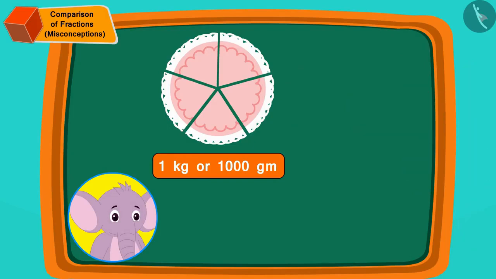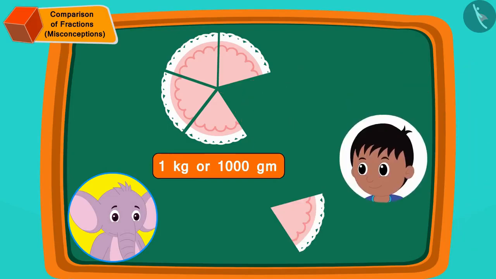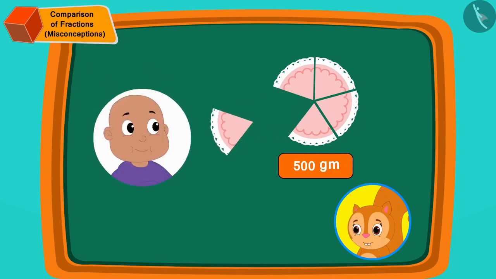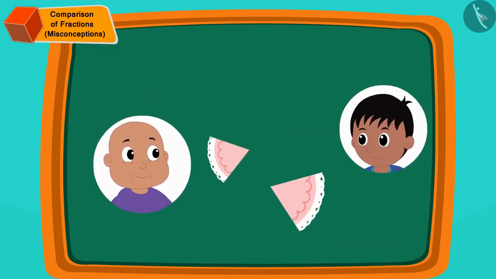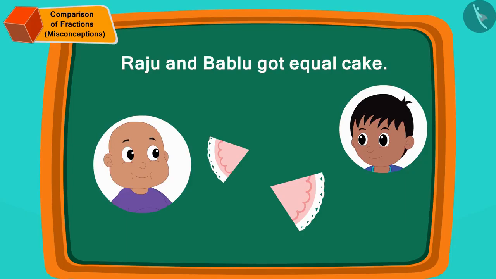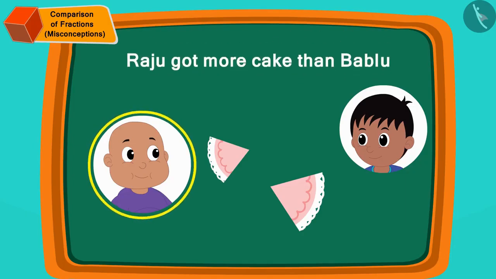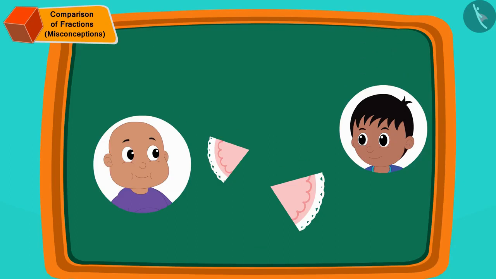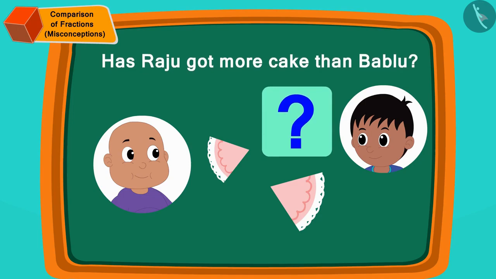Appu gave 1 piece of his cake to Raju, and Chanda gave 1 piece of her cake to Bablu. Now, Raju told Bablu that he and Bablu had got equal cake. But Bablu is fighting with Raju that Raju has got more cake than him. Children, can you tell which of the two is correct?